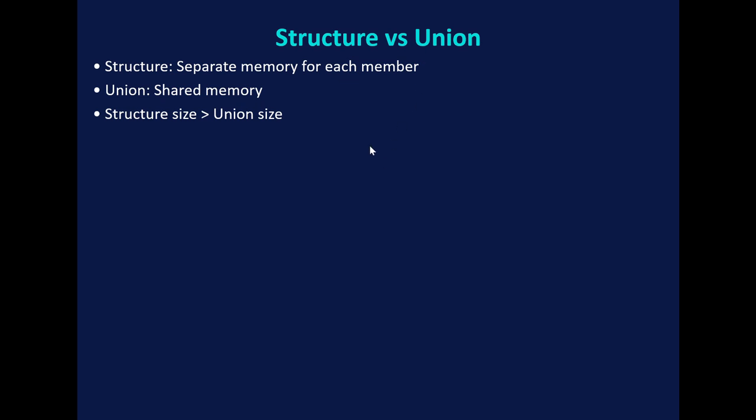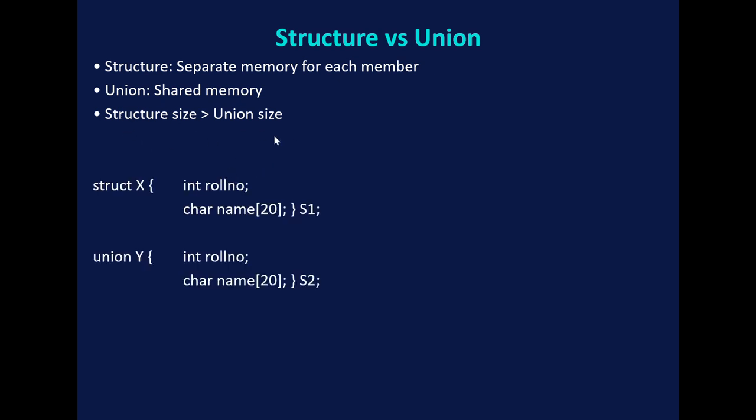Union is yet another user defined data type. The difference between a structure and a union is, in a structure separate memory is allocated for each member, but in a union there is a shared memory for all the members of the union. So obviously the structure size is going to be more than a union size.